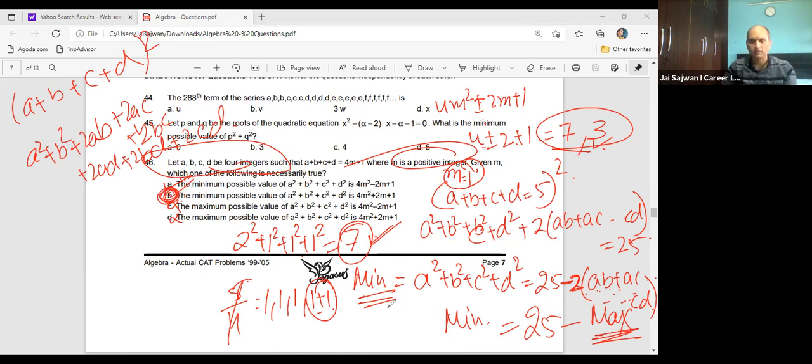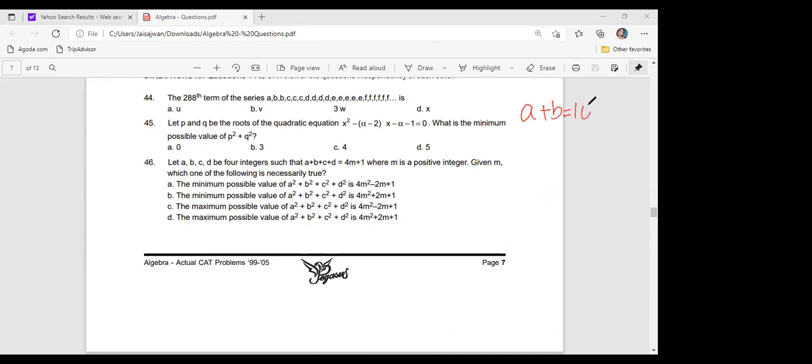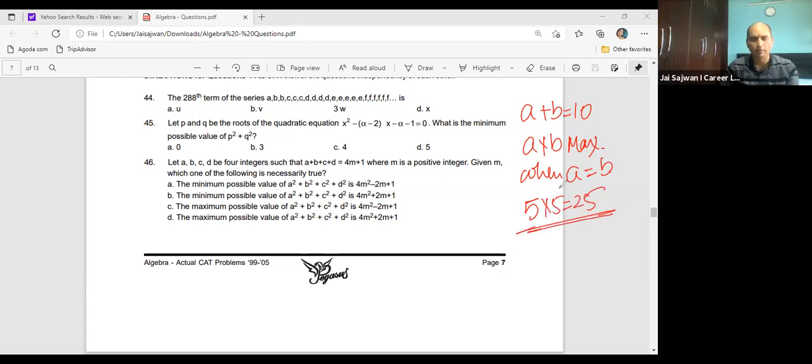Is it clear? When the sum is constant, the product will be maximum whenever values are equal or closest to it. Is it fine? Yes, sir.